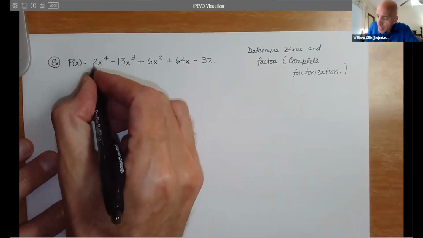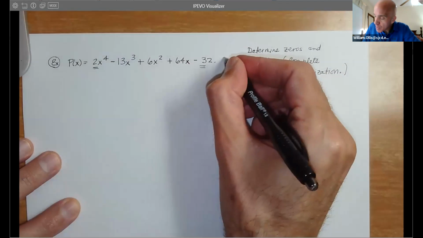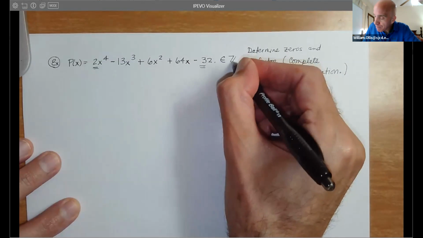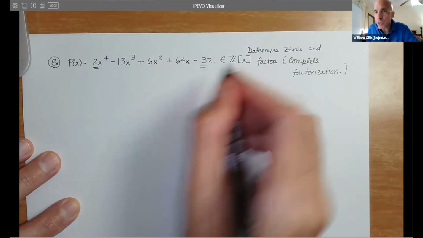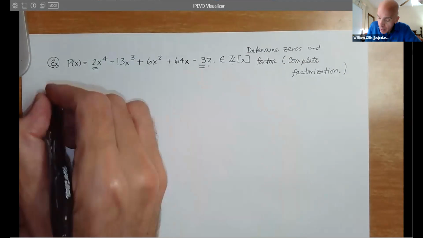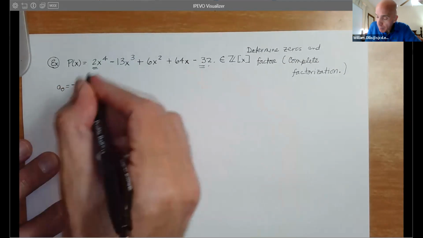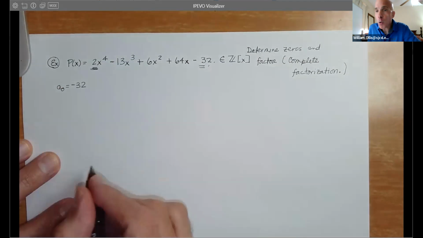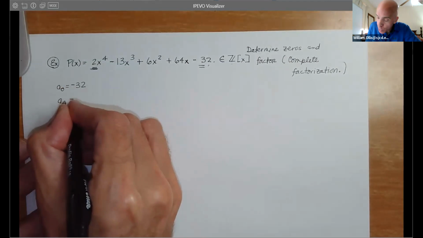So don't forget about that, please. Now, let's notice here, we can go ahead and notice that this is an integer polynomial. So I'm using the symbol Z for integers. And we have a constant term right here, so that'll be a sub 0 is negative 32. And we have a leading coefficient, which is 2. So that will be a sub 4 equals 2.